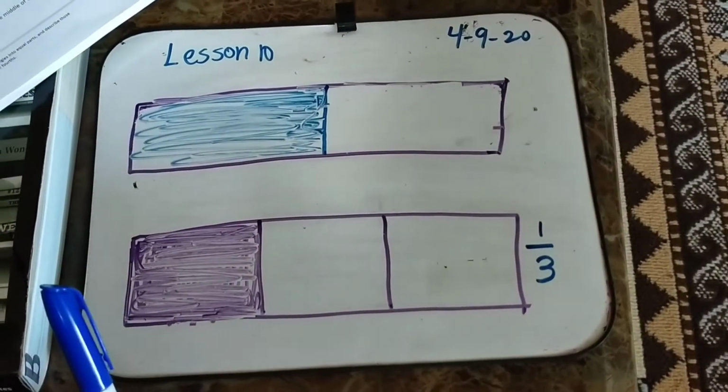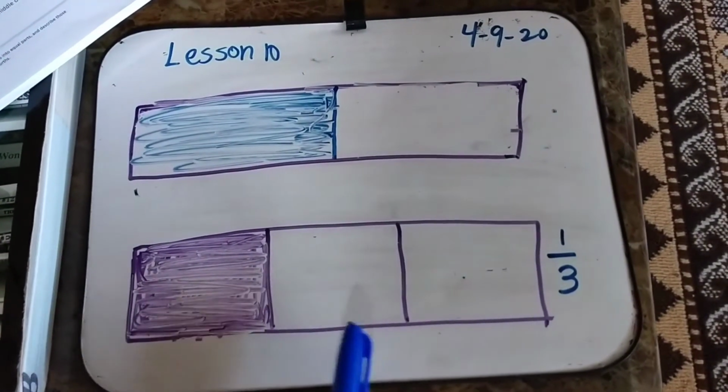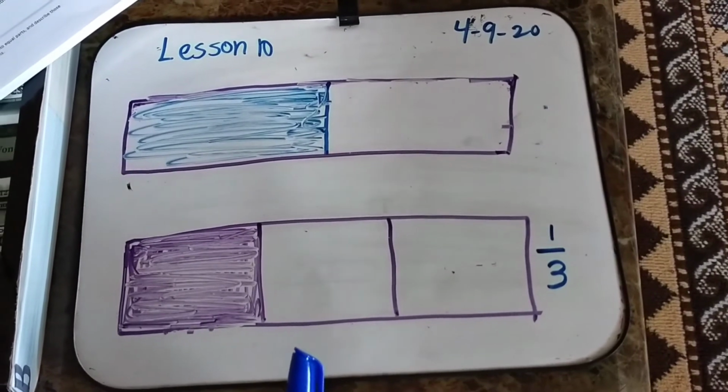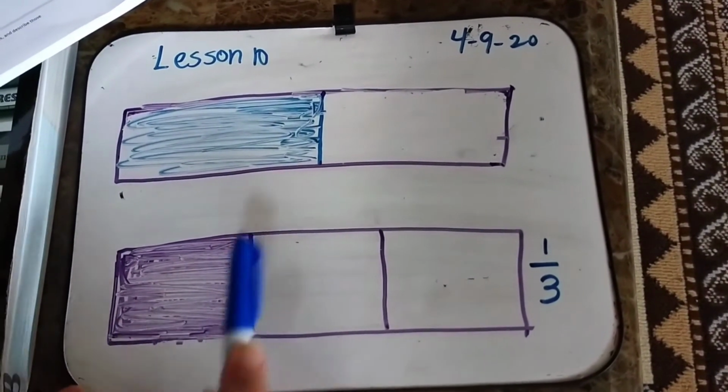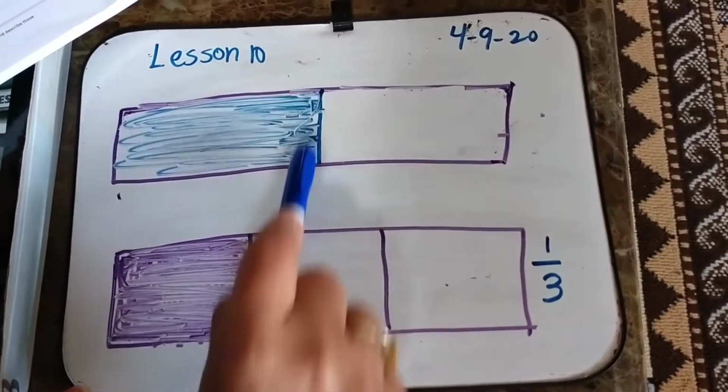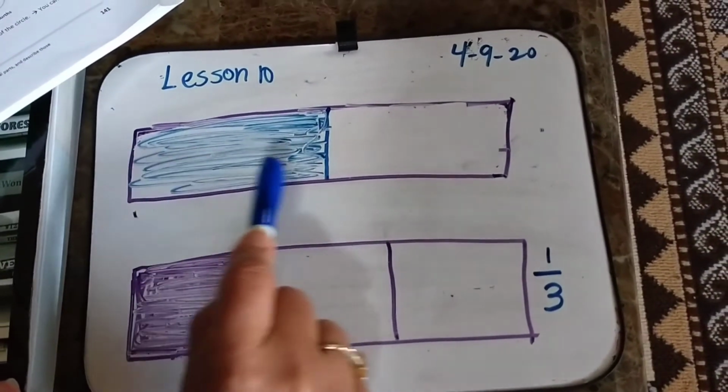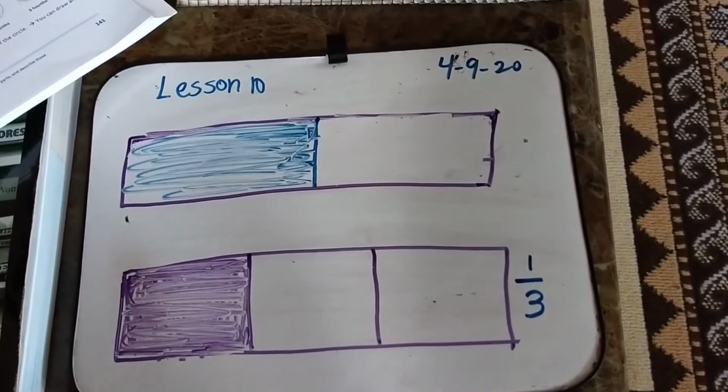The more times you cut the rectangle, the smaller the pieces. And if you just cut it once, the pieces will be bigger. So like what I did here, I just cut it in half. And this piece right here is bigger than this piece right here.